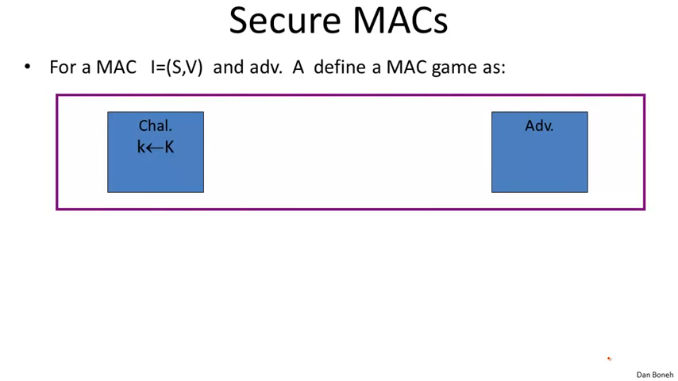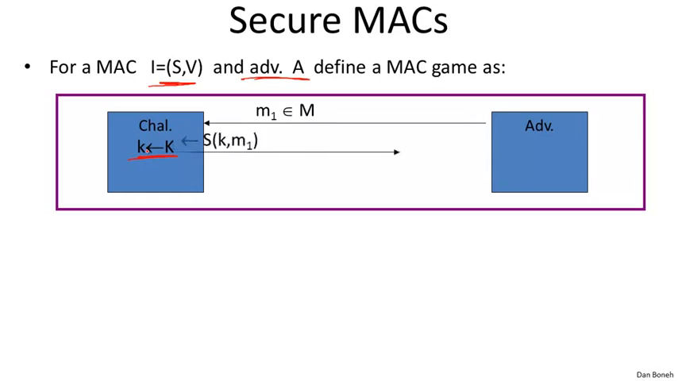So here we have two algorithms, S and V, and we have an adversary A, and the game proceeds as follows. The challenger, as usual, just chooses a random key for the MAC, and then the adversary does his chosen message attack. So he submits an M1 to the challenger and receives the tag on that message M1. Then he submits an M2 to the challenger and receives the tag on that M2, and so on and so forth until he submits Q messages to the challenger and receives Q tags on all those messages. So that's the chosen message attack part.